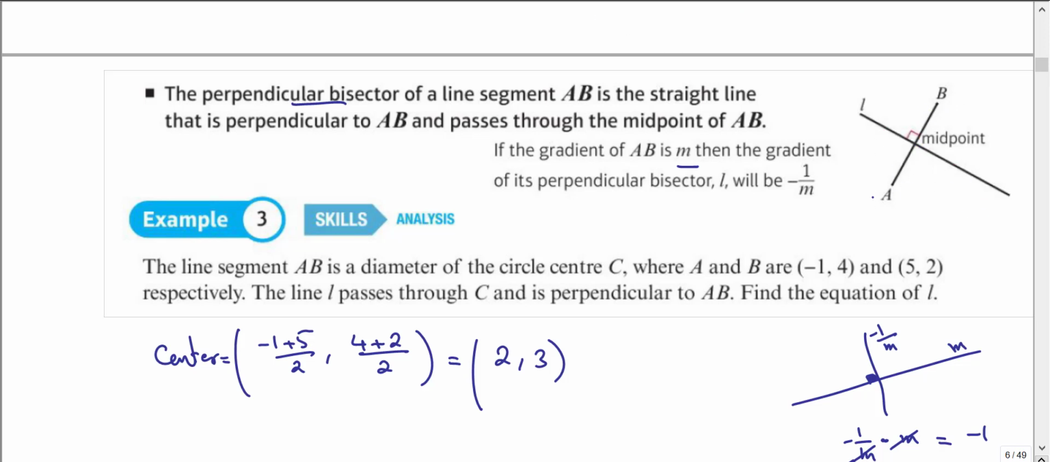You see, you have the line AB. This is a line AB here. That's a line AB. Let me draw here. It's already drawn, this line AB. There is something called a perpendicular bisector.